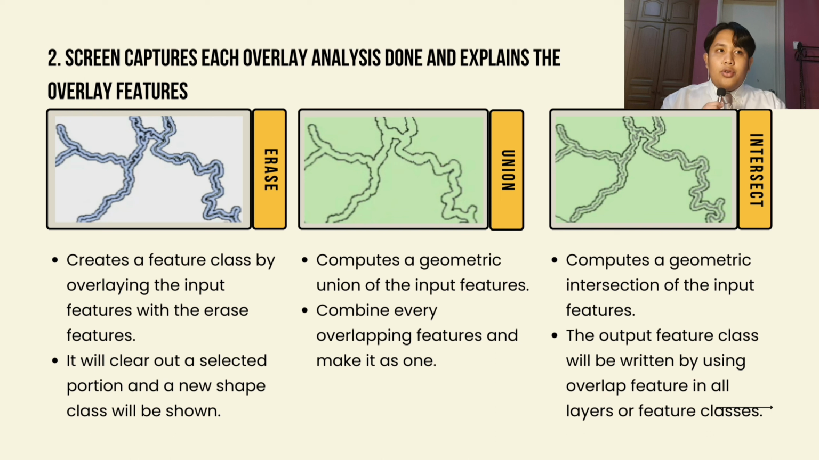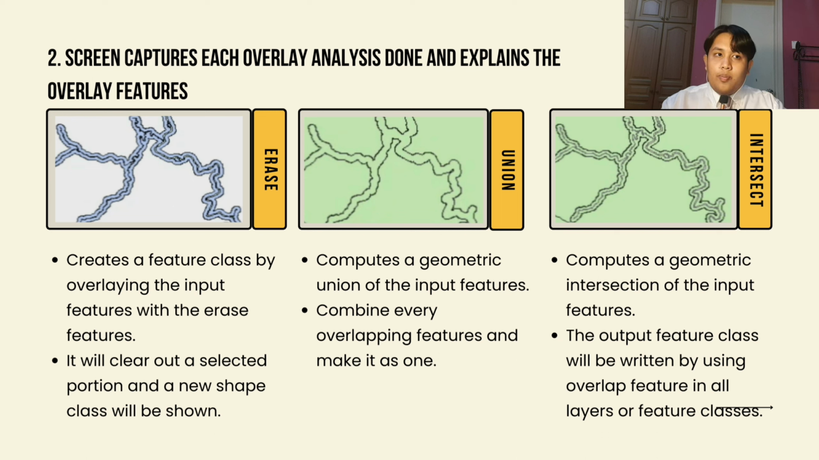Next is screen capture each overlay analysis done and explain the overlay features. So the overlay analysis that we did is erase, union, and intersect. So erase creates a feature class by overlaying the input features with the erase features. It will clear out the selected portion and a new shape class will be shown. An example is removing river features from a map.